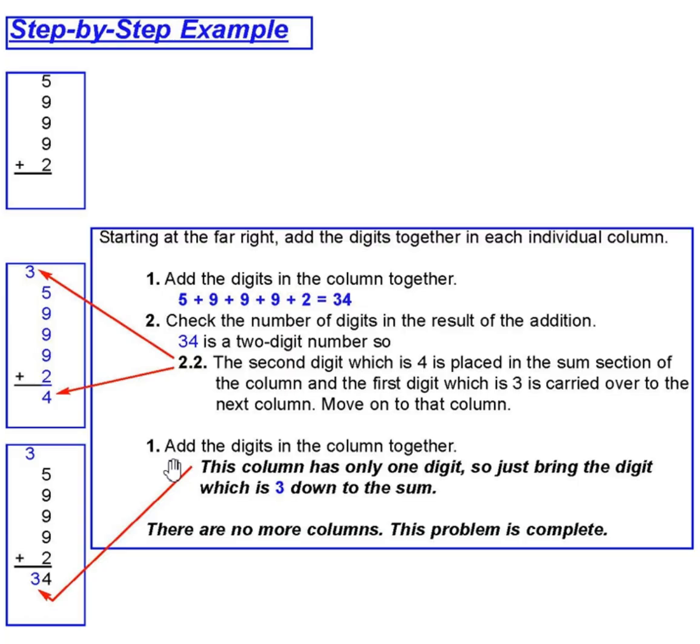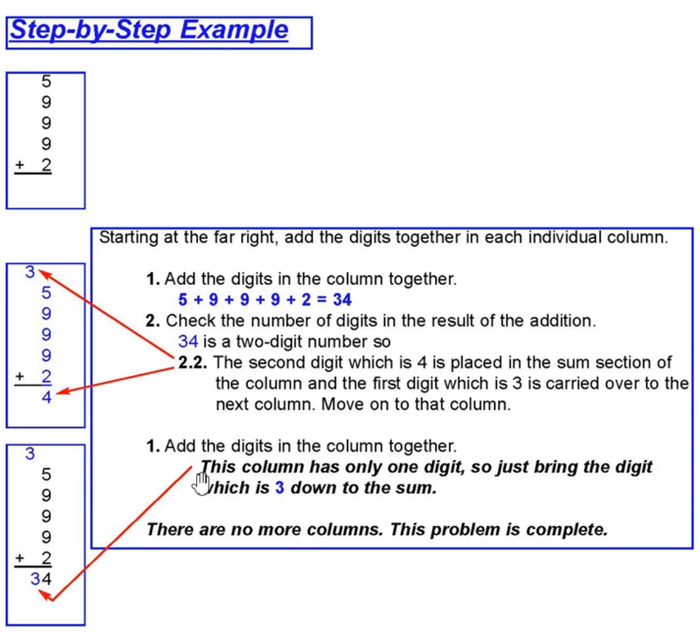Add the digits in the column together. This column has only one digit. As you can see here, this column has only one digit. So just bring the digit, which is 3, down to the sum. I will repeat, we will bring the digit, which in this case is 3, down to the sum.